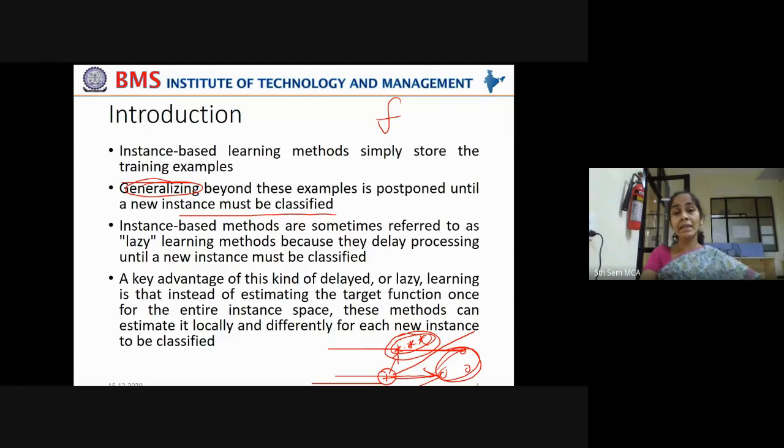In eager learning algorithms, we learn up front, but this kind of instance-based learning algorithm is called a lazy algorithm. Why? Because the learning is postponed till the end.